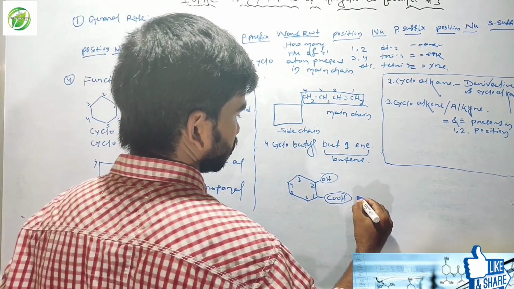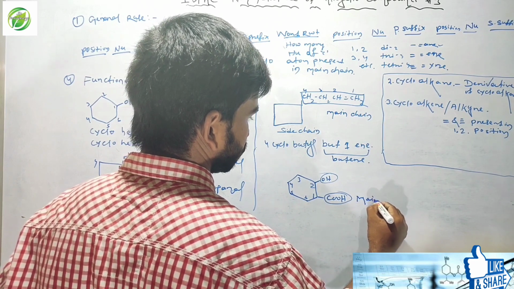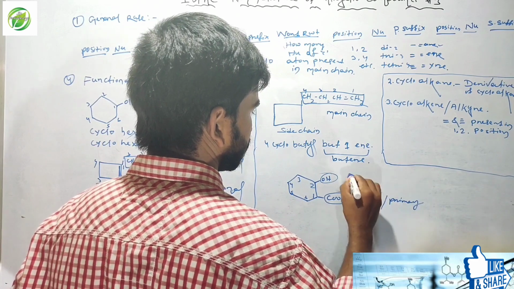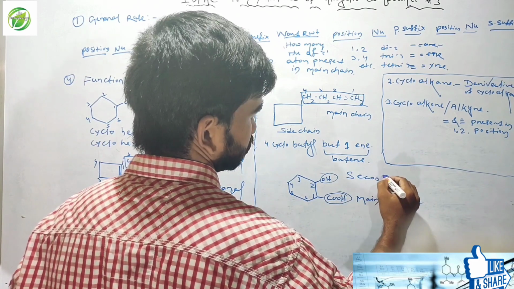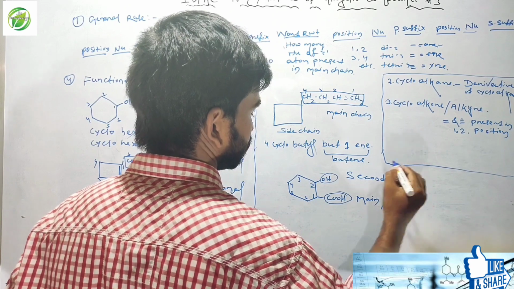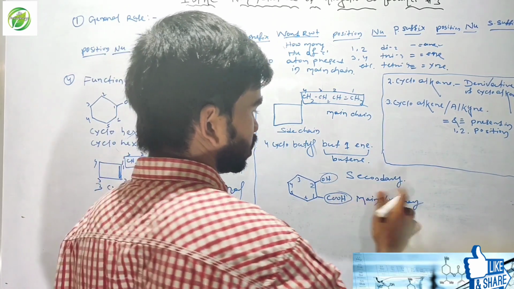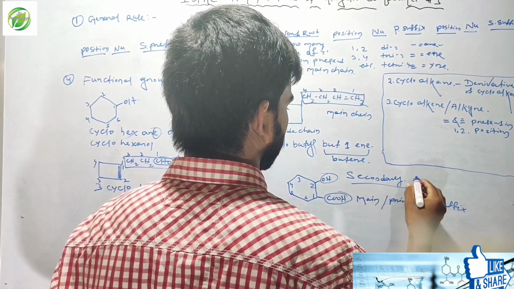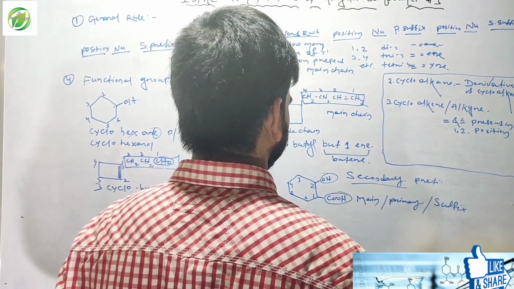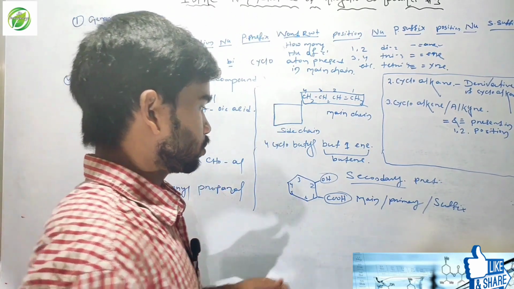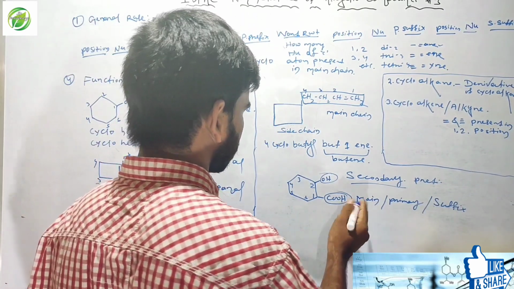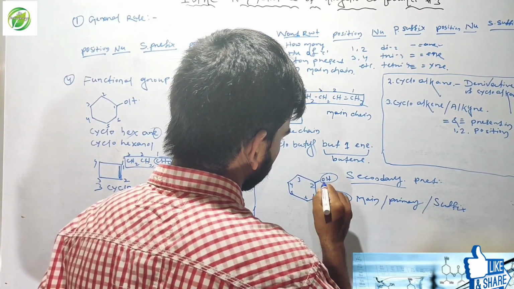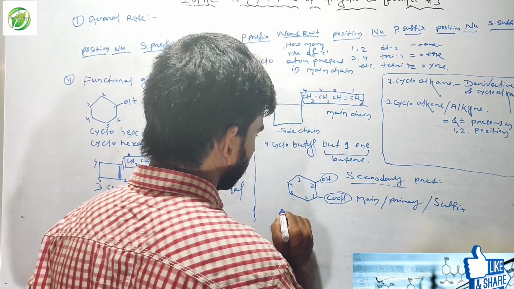So this is our main functional group. This is the primary functional group and this is the secondary functional group. For the primary functional group, we use a suffix. For the secondary, we use a prefix. For the OH group, we use the prefix, that is 2-hydroxy.